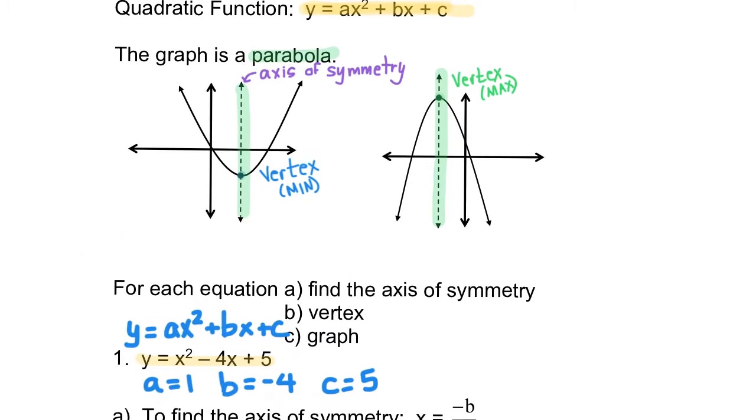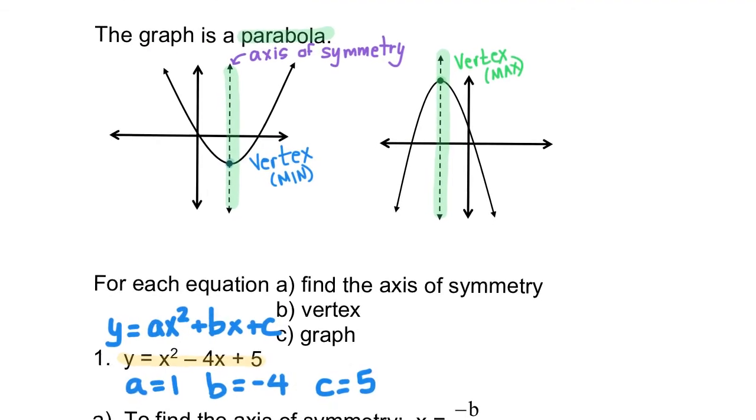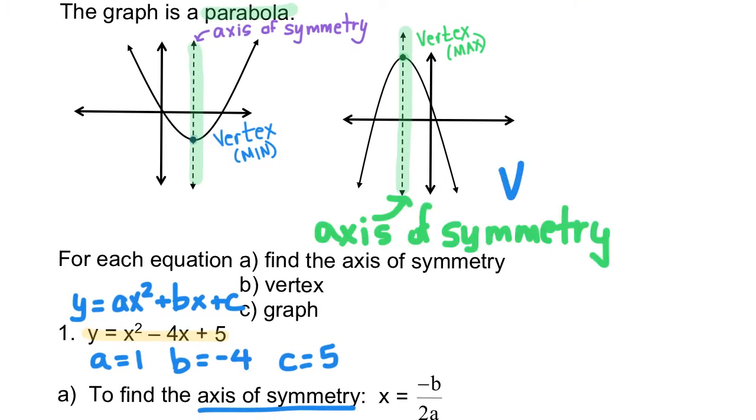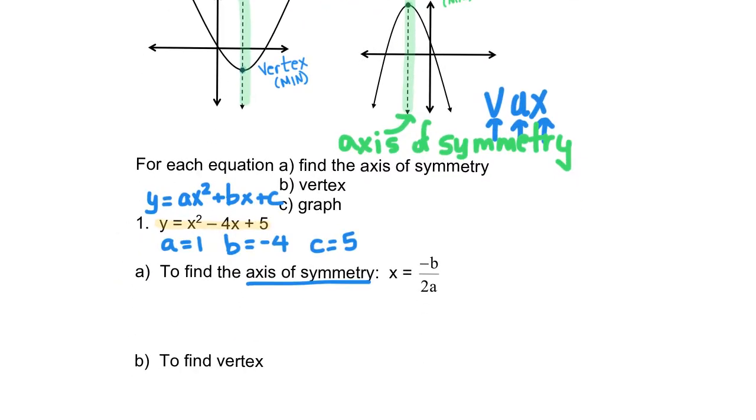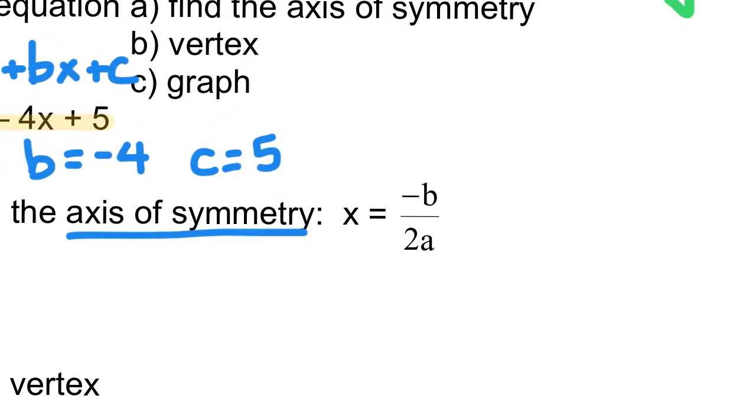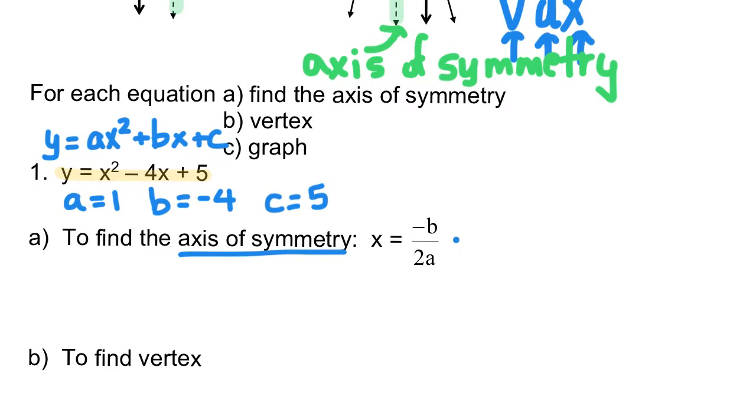Notice that the axis of symmetry is a vertical line. So we use the term VUX to remember a vertical line has an undefined slope and it's an x-equals equation. So x equals negative b over 2a. So negative b, that's the opposite of negative 4.